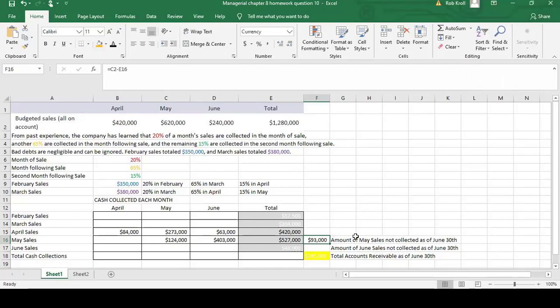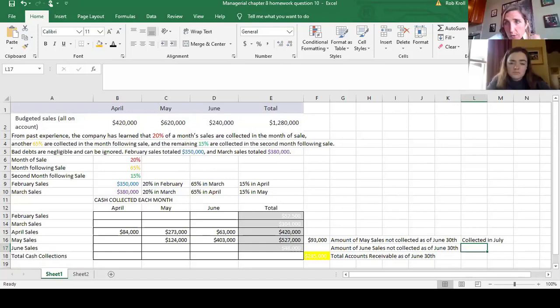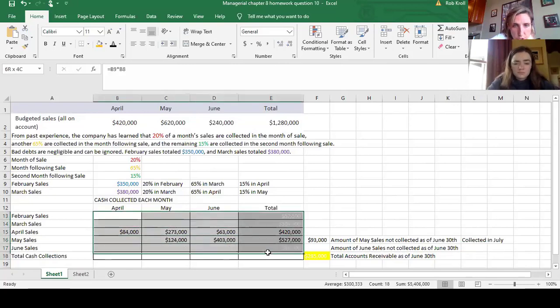That 93, that's the amount of the May sales that are not collected as of June 30th. It will be collected in July. And that's actually going to be part of your answer to requirement 2 on this problem. But this one does have a hint. So if you want to just watch the hint, that will help too. I'm going to go ahead and highlight the rest of this chart to show you how it looks.